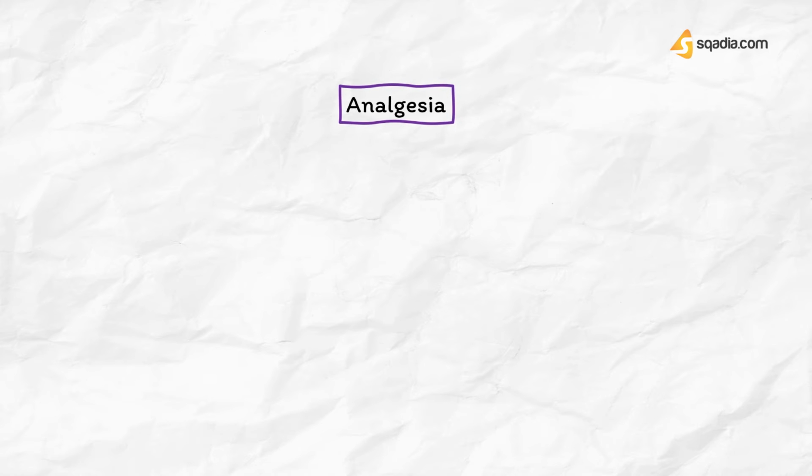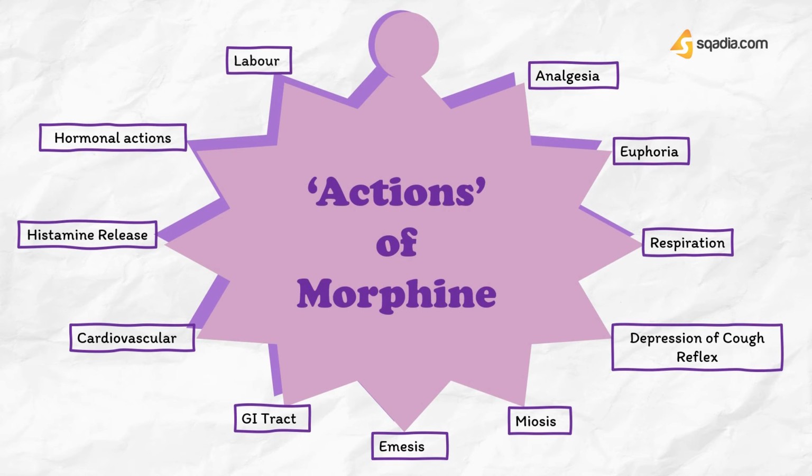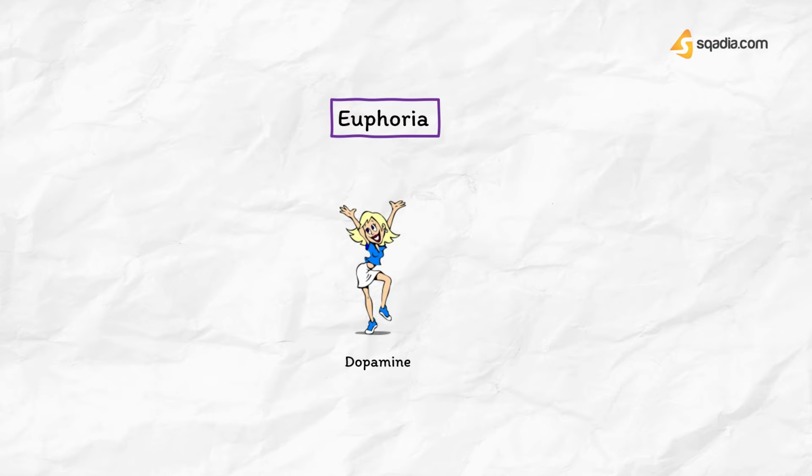Analgesia. Morphine and other opioids cause analgesia, relief of pain without the loss of consciousness, and relieve pain both by raising the pain threshold at the spinal cord level and, more importantly, by altering the brain's perception of pain. Euphoria. Morphine produces a powerful sense of contentment and well-being. Euphoria may be caused by disinhibition of the dopamine-containing neurons of the ventral tegmental area.